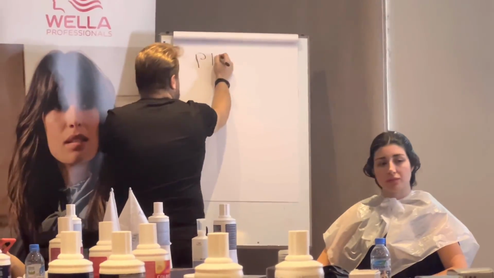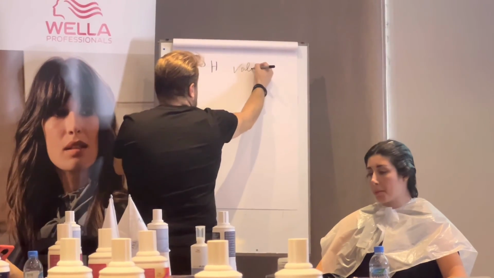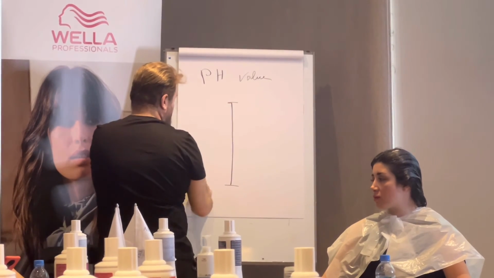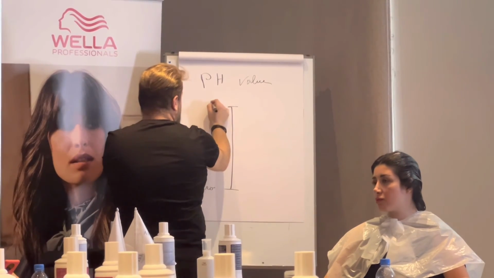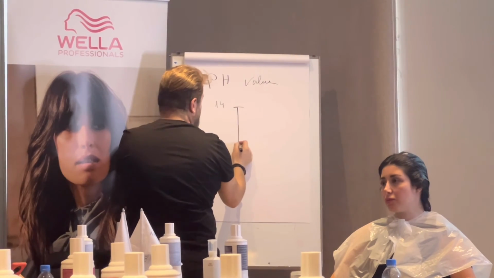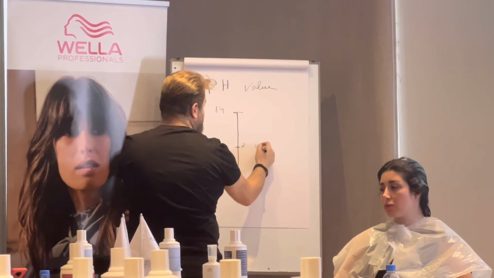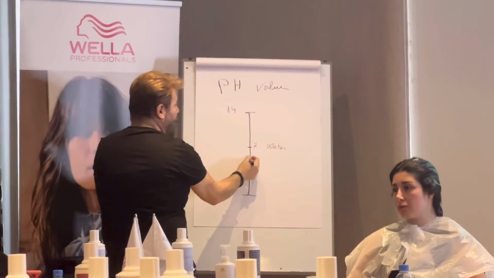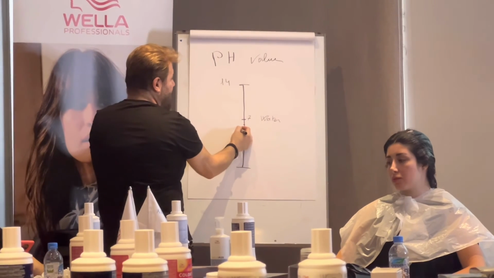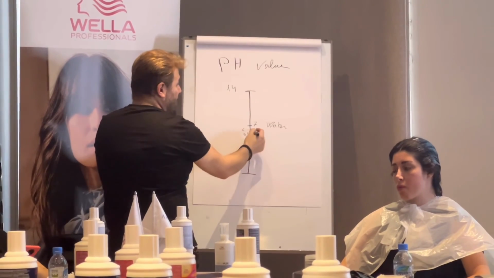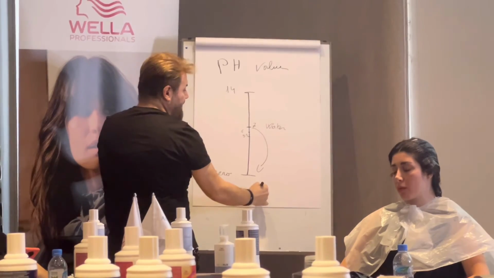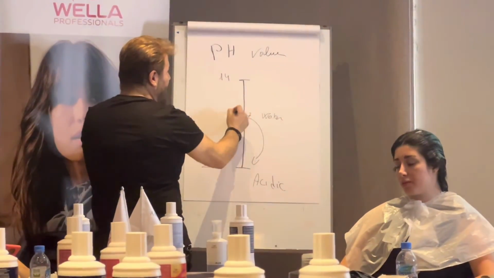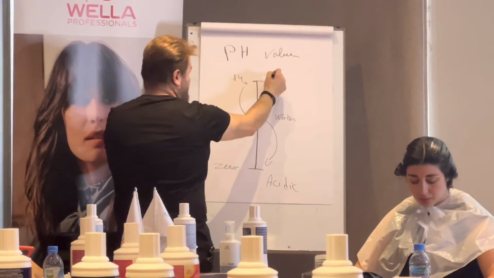This is the pH value. The pH value is from 0 to 14. Okay? In the middle is neutral, 7. This is the water. Everything here, 5.5 to 6, this is the hair, normal hair. Everything below 7 is acidic. Everything above 7 is alkaline.